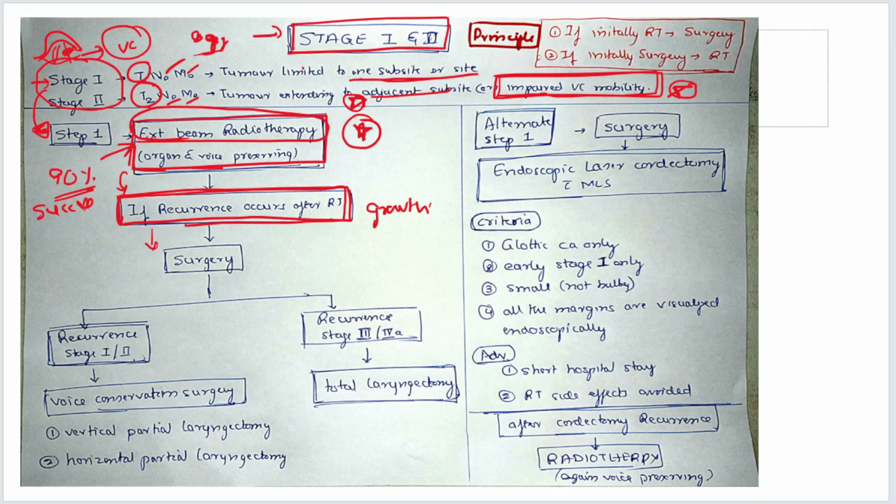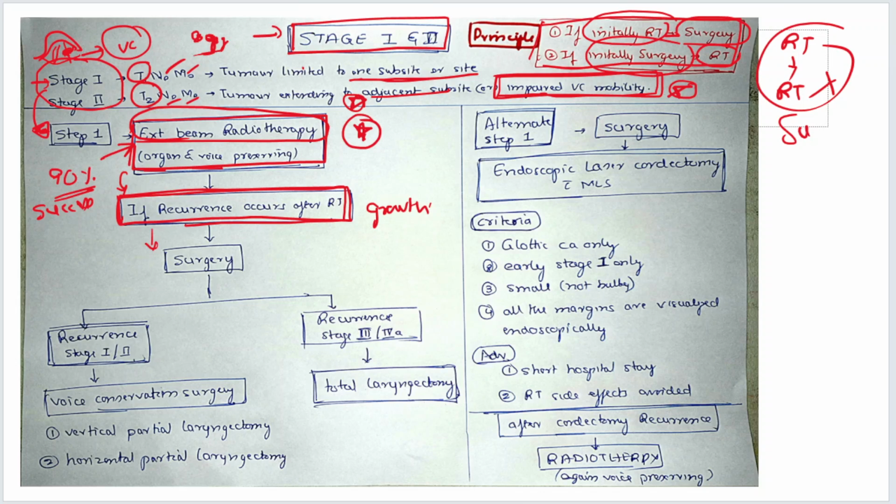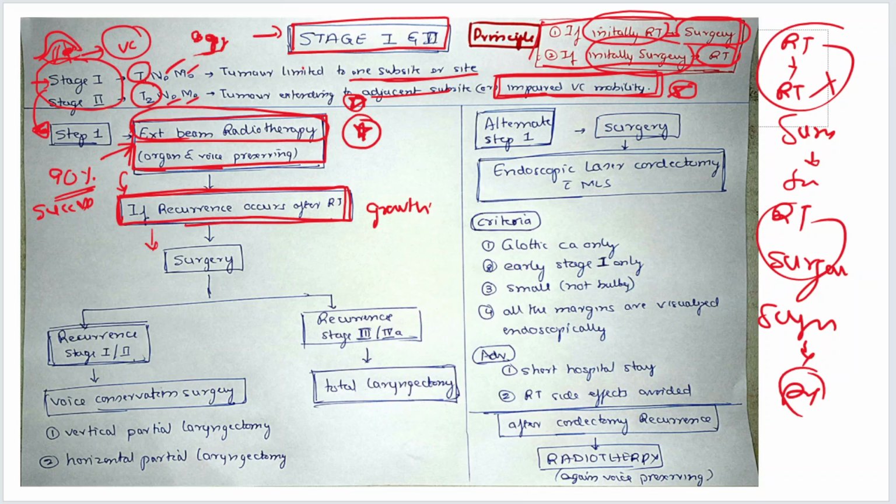So another principle of treatment is that if you initially give radiotherapy, you have to follow it up with surgery. If you go initially for surgery, you have to go with radiotherapy. You cannot follow a radiotherapy with another radiotherapy. You cannot follow a surgery with another surgery. So if you have done radiotherapy as initial treatment, then you go for surgery. If you have done surgery first, then you go for radiotherapy. So this is the principle. So once you have done radiotherapy, you go for surgery.